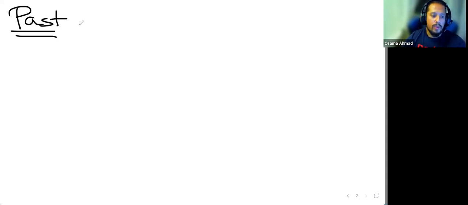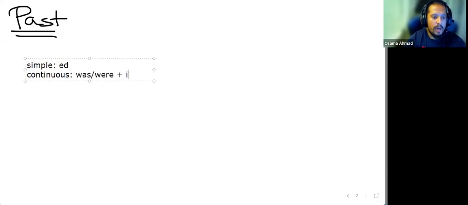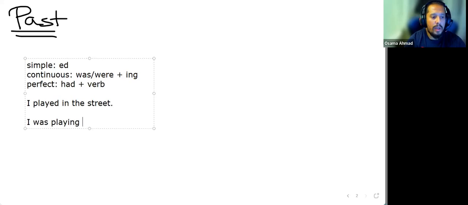Now we have forms, or verb forms, right? What are the verb forms we'll see? There's the simple form in the past tense, like -ed. There's the continuous form, was or were plus -ing. And there's the perfect form, which is had plus verb, right? So for example, I played in the street. I was playing in the street. I had played in the street.